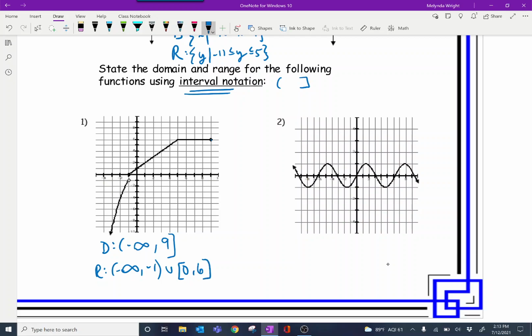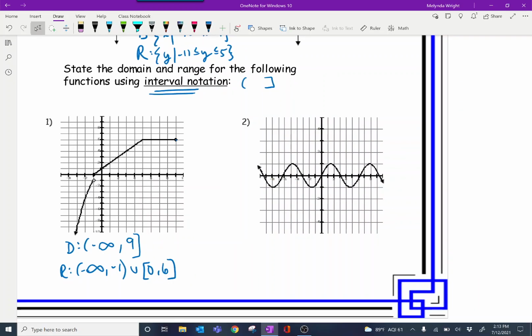All right, great. Our last one. These arrows right here indicate that this little guy keeps going and going and going. So our domain would be from negative infinity to infinity.